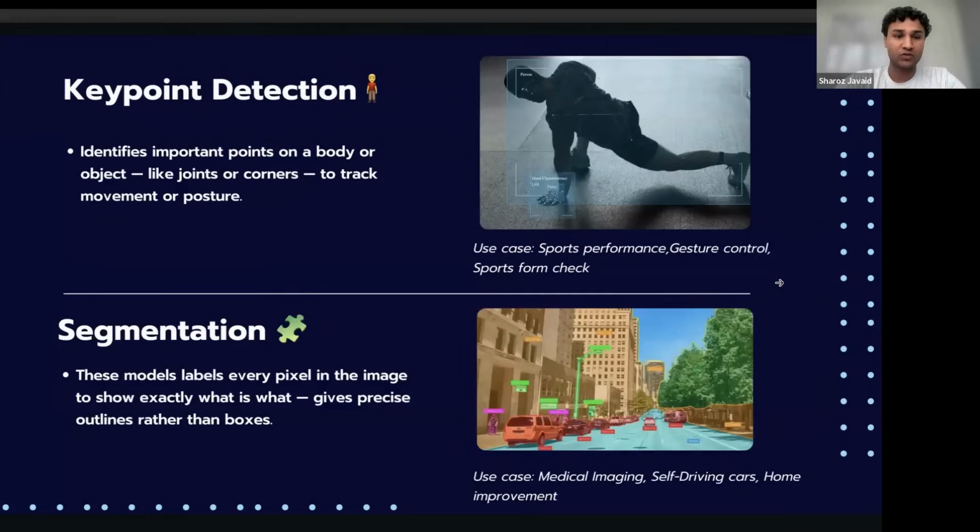Key point detection models are important for identifying points on a body, and this is really useful for sports performance tracking, understanding your form in a programmatic way. Segmentation models are when these models label every pixel in an image to show exactly what is what. This gives you precise outlines instead of those boxes we saw in the object detection model. And some use cases for this are medical imaging, self-driving cars, tons of different things.